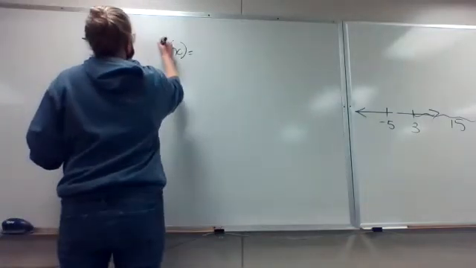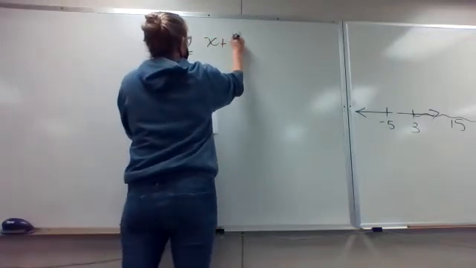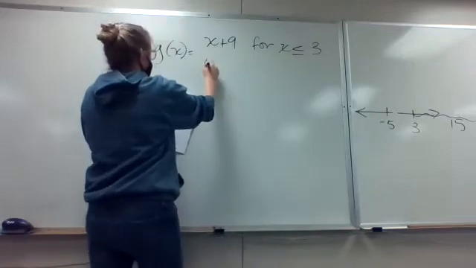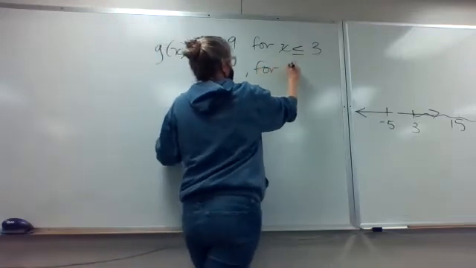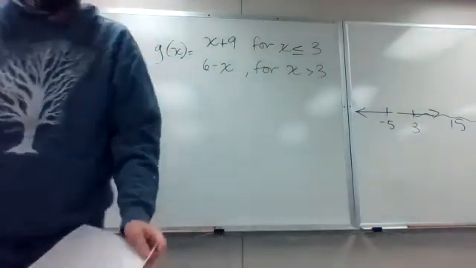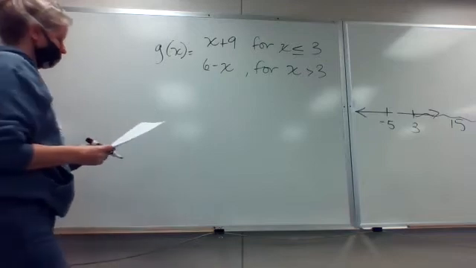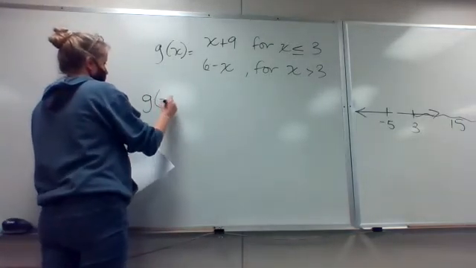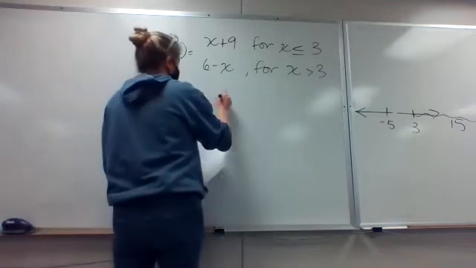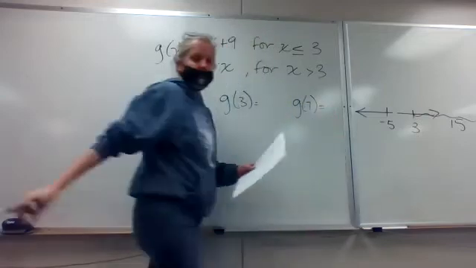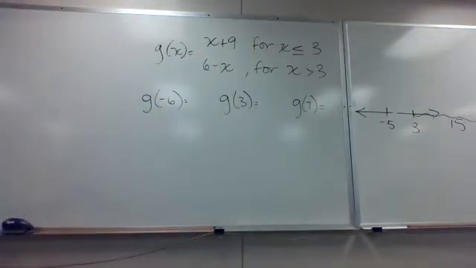g of x is x plus 9 when x is less than or equal to 3, and it's 6 minus x for when x is greater than 3. It wants me to find 3 different things. So for each one of these, I'm going to find that piece and then actually plug it into that piece.